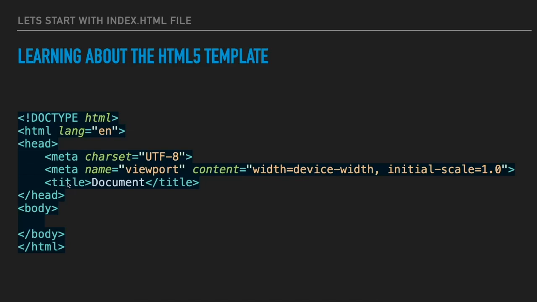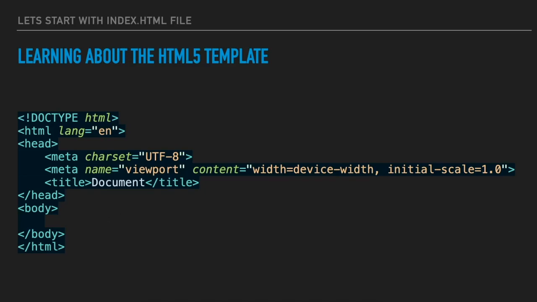And we learned about the title tag. This goes to the document, and then this is for the browser tab. And we wrote document in here. This is usually just default, but we can change this to whatever we want. And then we have our body where we write our content. And then we have our closing HTML tag.